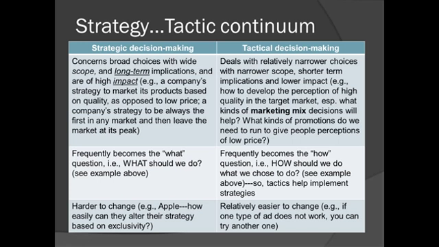Okay. Another example of a tactical decision: what kinds of promotions do we need to run to give people perceptions of low price? So for example, if a brand has made the strategic decision of positioning itself in the marketplace based on low price, what specific things can it do to impress upon the target market that it's all about the low price? That's more tactical. Okay? So seen this way, tactical decision making helps implement strategic decision making.